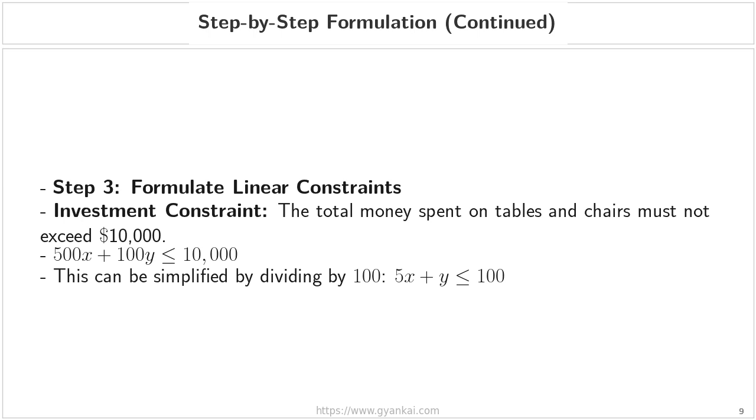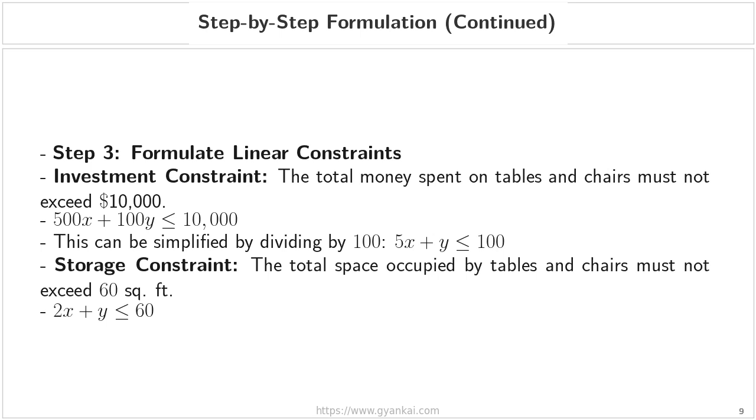To represent this, we say that 500x plus 100y must be less than or equal to 10,000. Now, to make our calculations much easier later on, we can simplify this inequality by dividing the entire expression by 100. This leaves us with a much cleaner version: 5x plus y is less than or equal to 100.